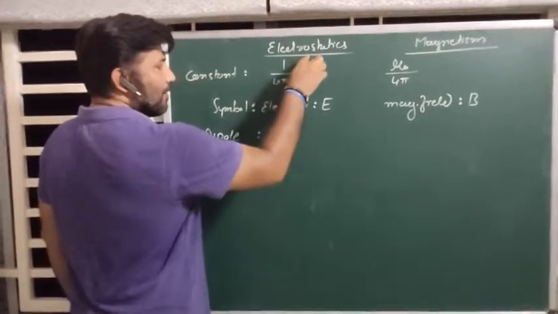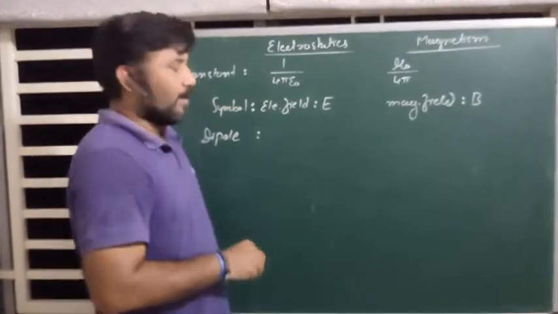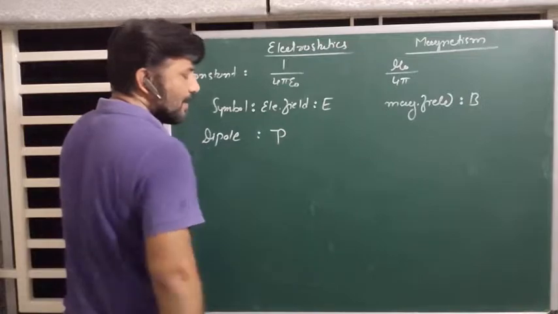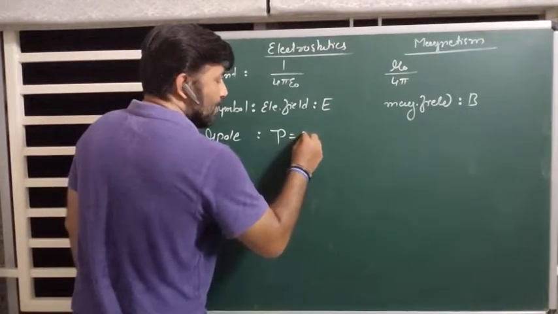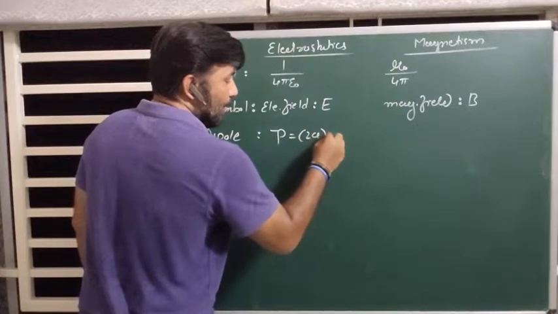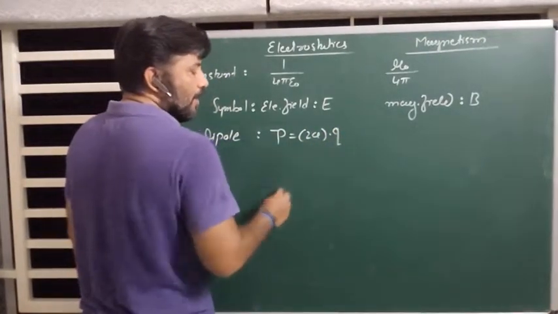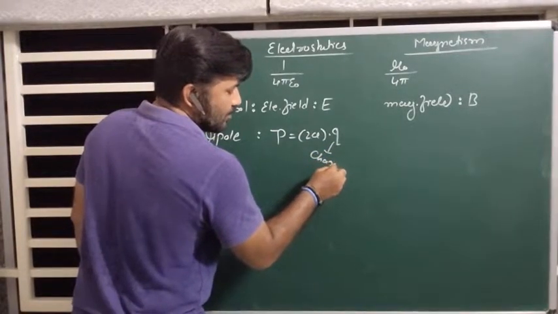In electrostatics, a dipole has an electric dipole moment. That electric dipole moment is symbolized as P. What was its equation? P is equal to 2a multiplied by q. What is q? Here, q is nothing but a charge.